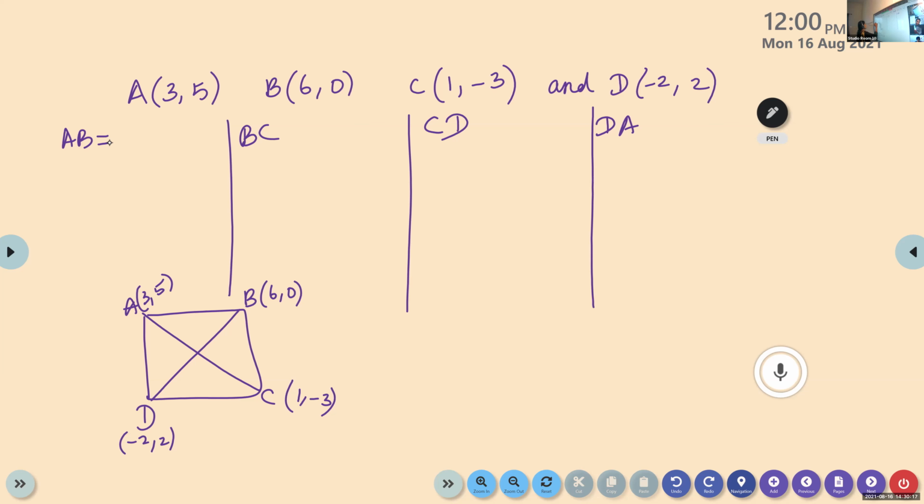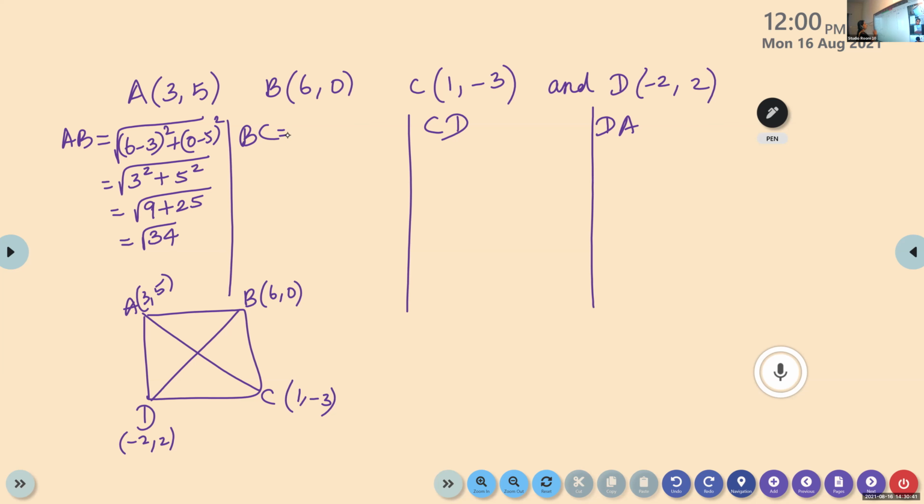So it will be root of, what is change in x? 6 minus 3 the whole square plus 0 minus 5 the whole square. So it will be root of 3 square plus 5 square, which is root of 9 plus 25, which is root 34. AB is root 34.